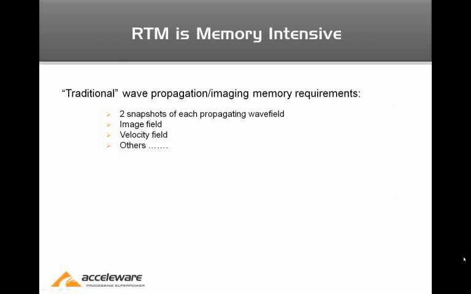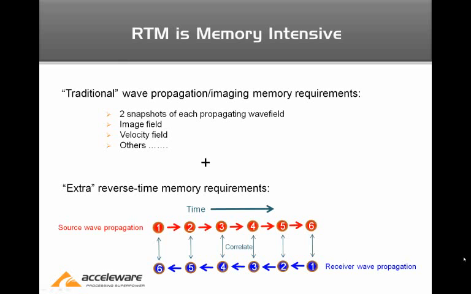So RTM is very computationally intensive, but it's also very memory intensive. And there are what I call traditional memory requirements associated with wave propagation and imaging. So for each propagating wave field, we may need to store 2 time snapshots. Of course, we'll also need to store the image and a velocity field, and there may even be others, for example, anisotropy parameters. But in addition to these traditional memory requirements, we also have very considerable extra memory requirements, due solely to the reverse time nature of RTM.